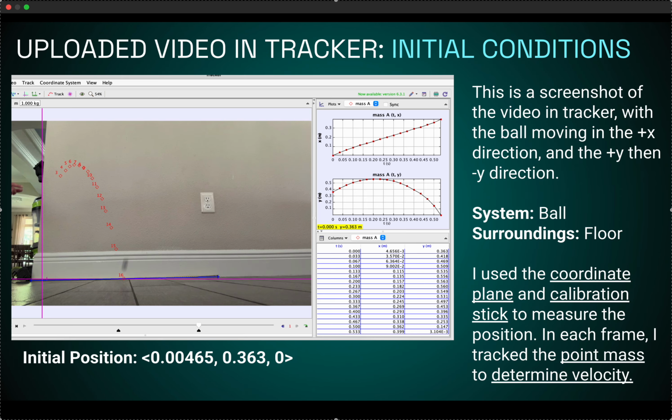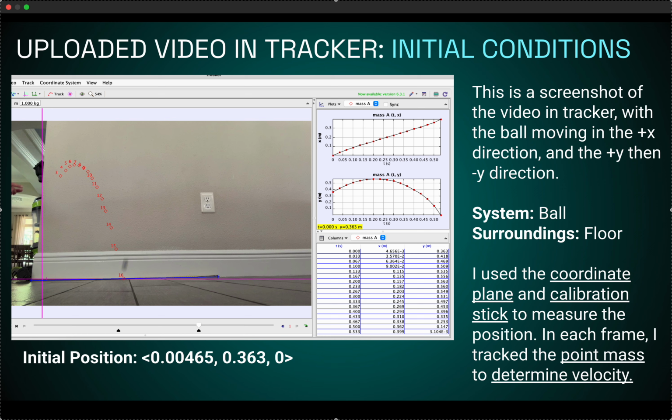So here's a screenshot of my uploaded video that's in Tracker. My initial position that I found using Tracker was 0.00465 in the x direction, and 0.363 in the y direction, in meters. As you can see, the ball is moving in the positive x direction the entire time, and it begins by moving in the positive y direction, then the negative y direction after its highest point. My system is the ball, and the surroundings are the floor.